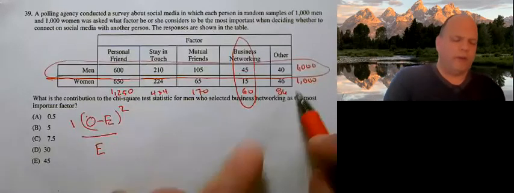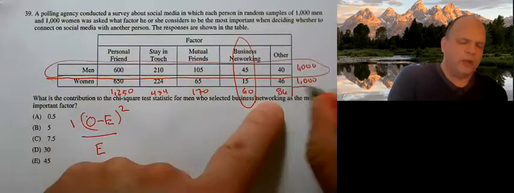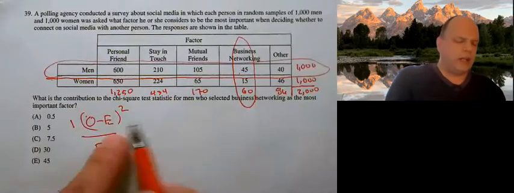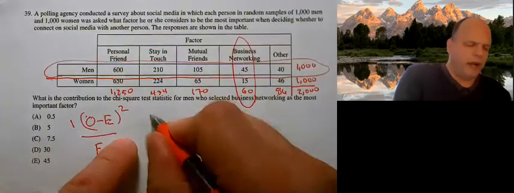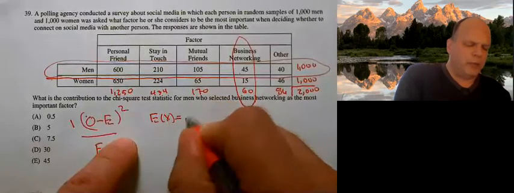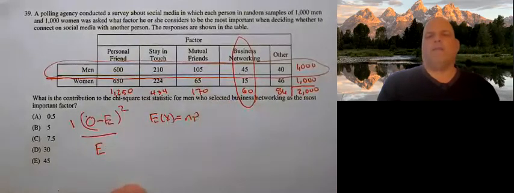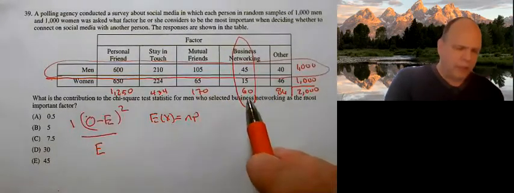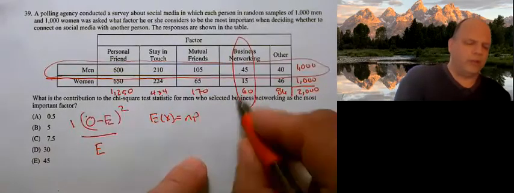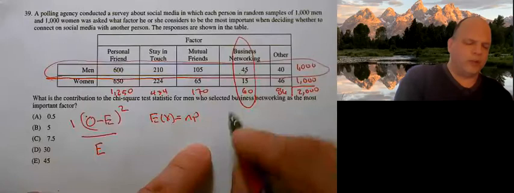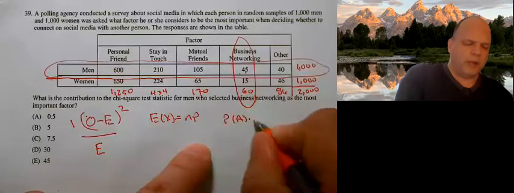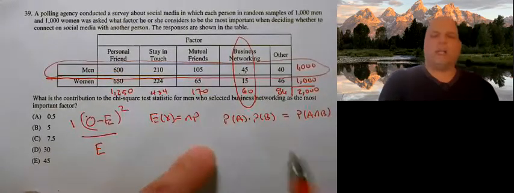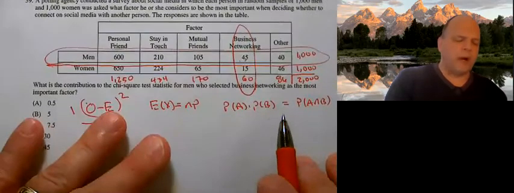Okay, so I didn't finish totaling this up, so I need to finish totaling this up. The total of the entire table was 2,000. So I need to calculate my expected value. Well, expected value equals n times p. So I need to find out the probability of this. Well, basically, in this case, my probability is the probability of the intersection. I want the probability of the intersection, which is the probability of A times the probability of B equals the probability of A and B. That gives me my expected value or my probability.